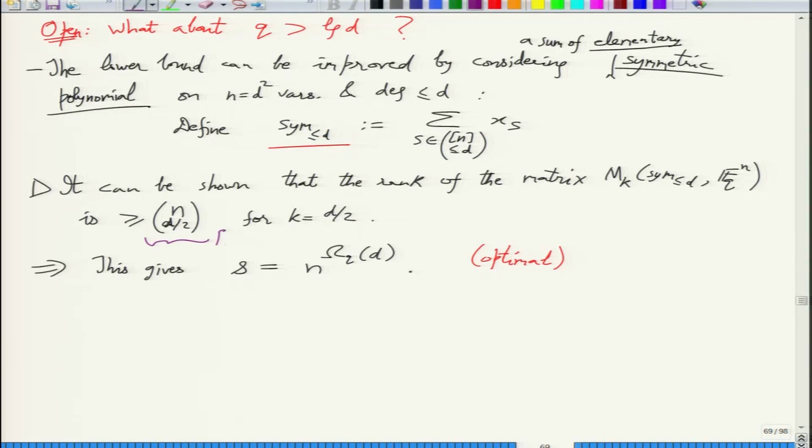So compare it with d choose k. N is d square, so this is much better. Any questions? Okay, so then we will move on to the next model and the next lower bound.